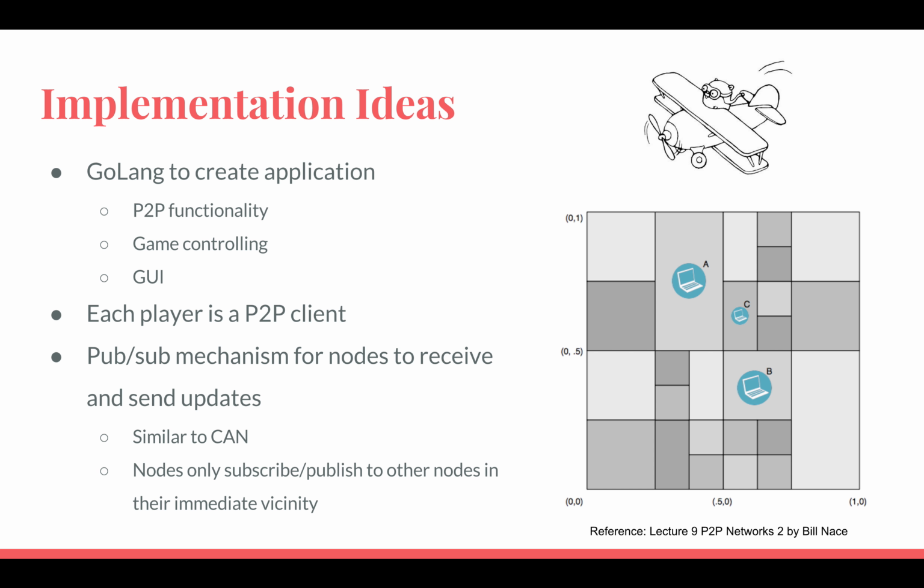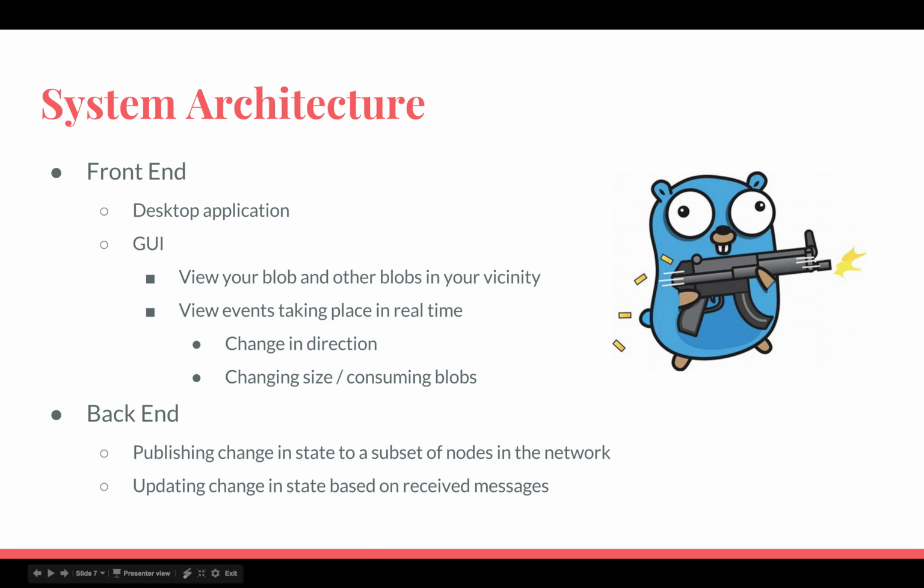So we have a couple of implementation ideas. We're going to use Golang to create the application. This will consist of implementing the P2P functionality, allowing the user to control the game, and updating the game state on the GUI. Each user is going to be a P2P client, and it will join the game by connecting to a known website using DNS. After that, it will communicate to nodes that are close to it to send and receive updates about the game state. This is very similar to the CAN model that we saw in class, and we have a graph of it, which is taken from the slides, just to remind you of what it was.